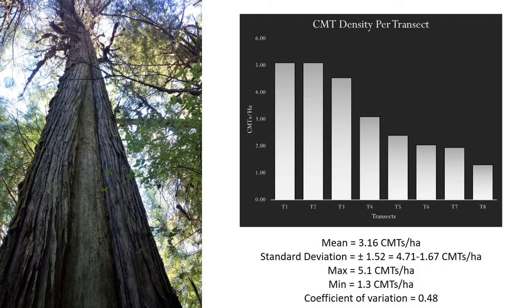And so what this data shows is a range of values that can provide a baseline for comparing CMT density in other watersheds that fall under ecosystem-based management areas in the Great Bear Rainforest Agreement.